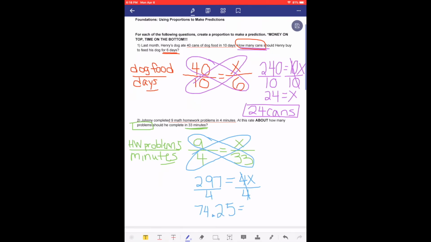equals x. And again, this problem is asking you about how many problems should he complete. So if you were to round this number, because it's saying about, I would round this number down because that 2 means that we stay the same. So that 74 will stay the same. So it's really just 74 problems. I want the whole numbers. So it would either be 74 or 75, and in this case I round down. I stay the same, 74.